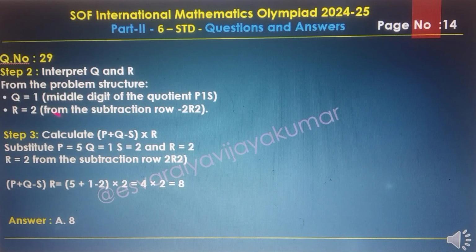Step 2, interpret Q and R. From the problem structure, Q equals 1, the middle digit of the quotient P1S, and the remainder R equals 2, from the subtraction. Step 3, calculate P plus Q minus S into R. Substitute P equals 5, Q equals 1, S equals 2 and R equals 2. So P plus Q minus S into R equals 5 plus 1 minus 2 into 2, equals 4 into 2, equals 8. Finally, option A, 8, is the right answer.